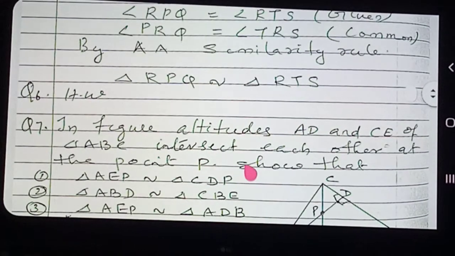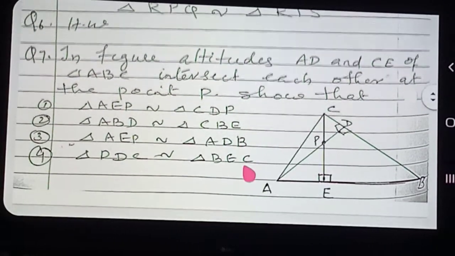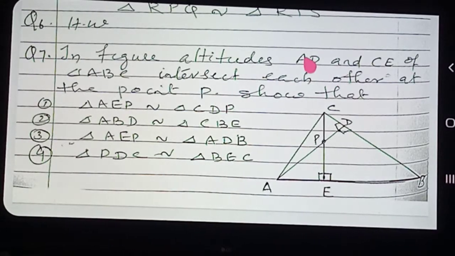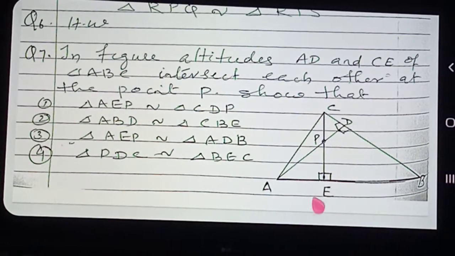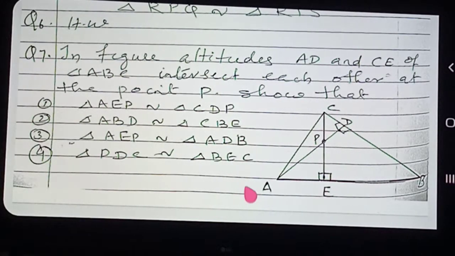Now question number 6 I have given as homework, and question number 7, all are very easy. Question number 7, listen. Altitudes AD and CE of triangle ABC intersect each other at P. Here AD and CE are the altitudes. Altitude means the foot of the perpendicular is always 90 degrees. Here this point D is 90 degrees, and this point also 90 degrees, because AD and CE are both given as altitudes in the question. So this angle is already 90 degrees.